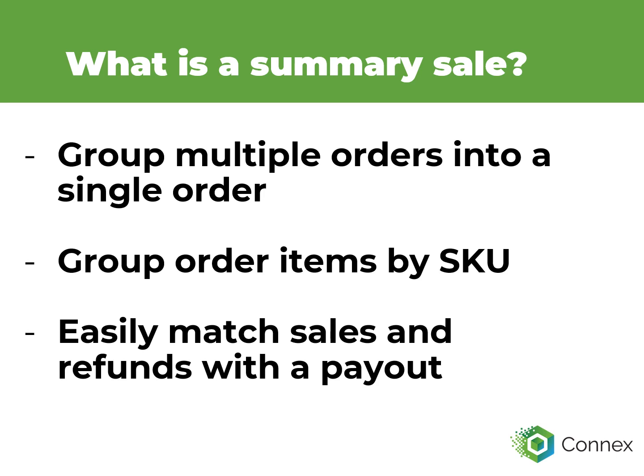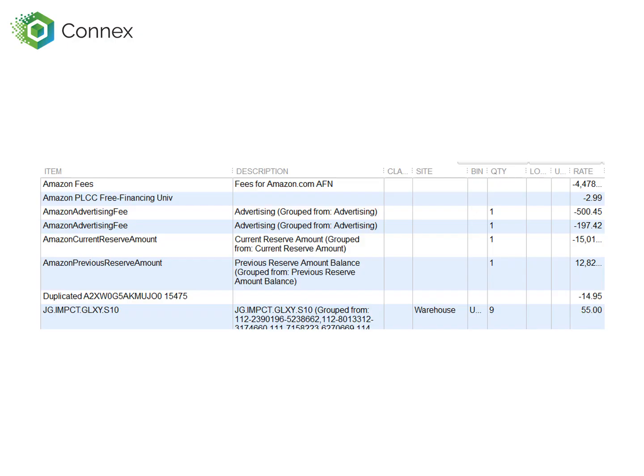And this is a sample Amazon summary sale. You can see here we have all of your fees. We'll include the shipping and the tax on the sale. You have your advertising fees, current, previous, reserve, and some of your products. You can instruct Connex to merge your refunds onto the summary sale, so that way you'll have one sales receipt full of all of your sales and refunds.